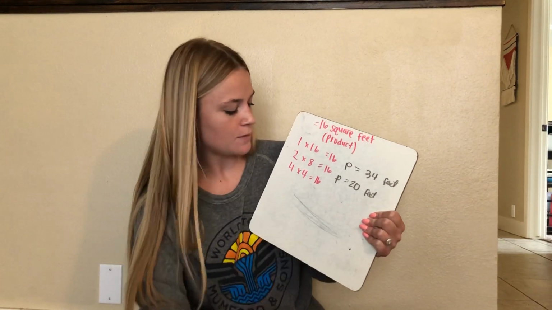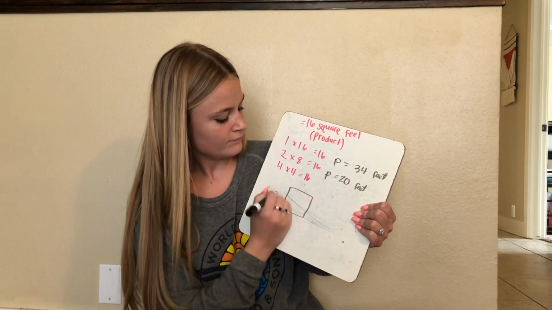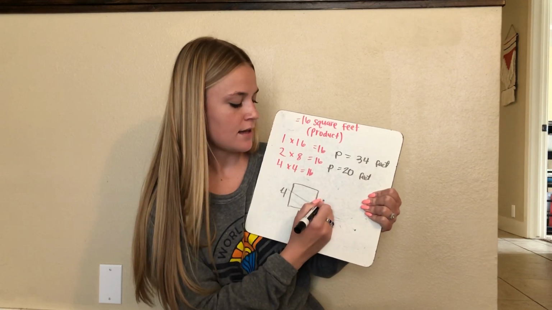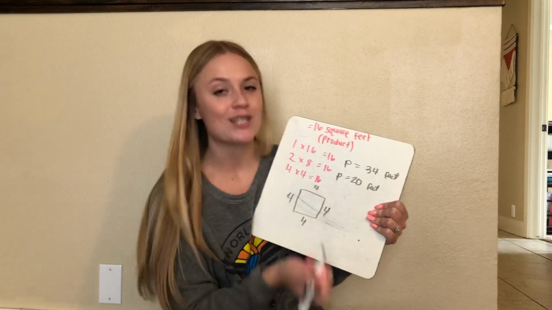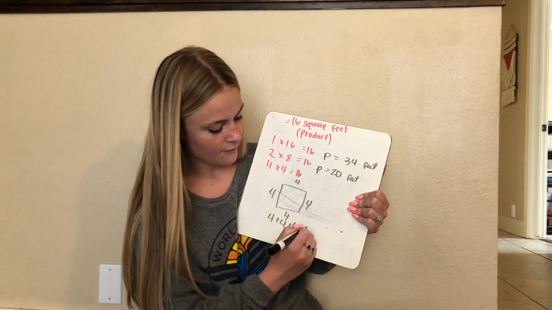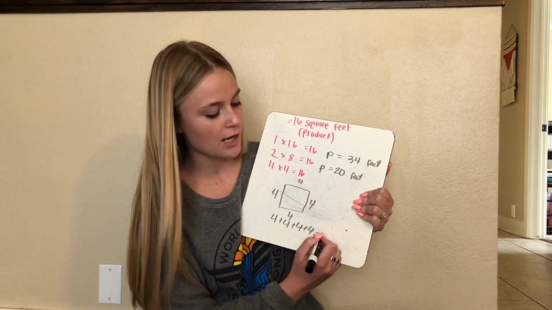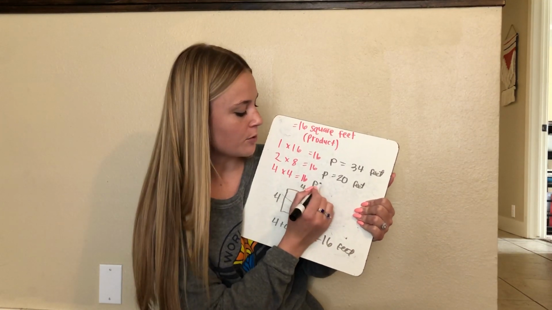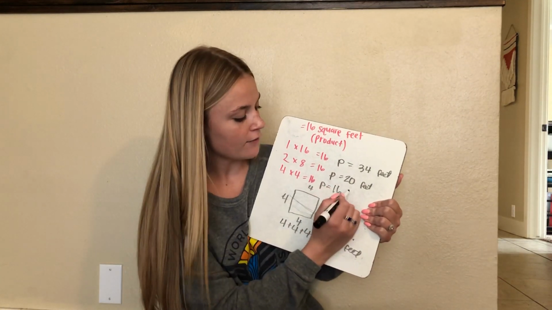So then let's do our last one. 4 times 4. Again, if the side is 4, the other side is 4. If the bottom is 4, the top is 4. So this one is 4 plus 4 plus 4 plus 4. This happens to be a perfect square. 4 plus 4 plus 4 plus 4 equals 16 feet. So the perimeter of this rectangle is 16 feet.